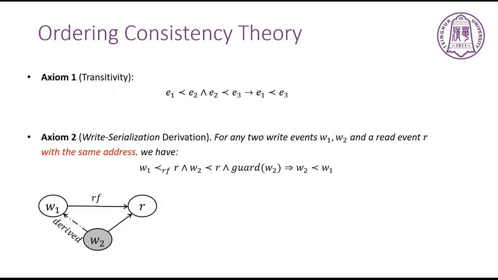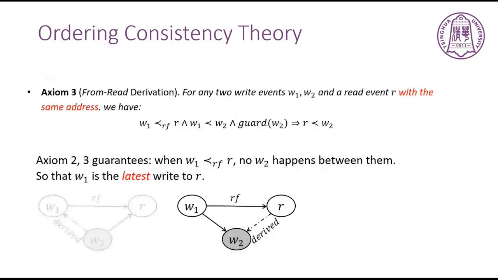The first axiom is transitivity, because the orders are partial. The second axiom: if R reads from W1, but some W2 precedes R, W2 must also precede W1. The third axiom: if R reads from W1 and some W2 happens after W1, W2 must also happen after R. The last two axioms guarantee that when R reads from W1, no W2 happens between them.